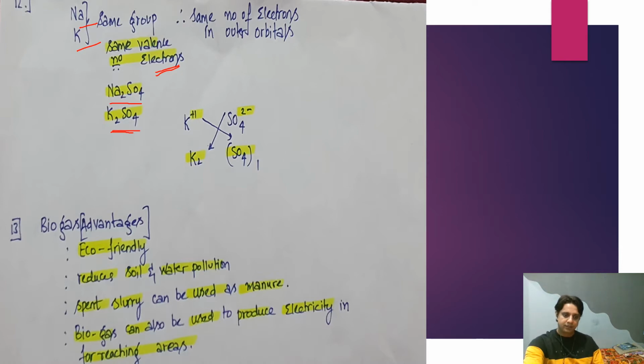13th one, they've asked us the advantages of biogas from farmers' perspective. So first thing is it is eco-friendly. It reduces soil and water pollution, which are primary things that a farmer would be dealing with. We can also say that the spent slurry can be used as manure. Biogas can also be used to produce electricity for far-reaching areas, especially villages where electricity cannot be reached.